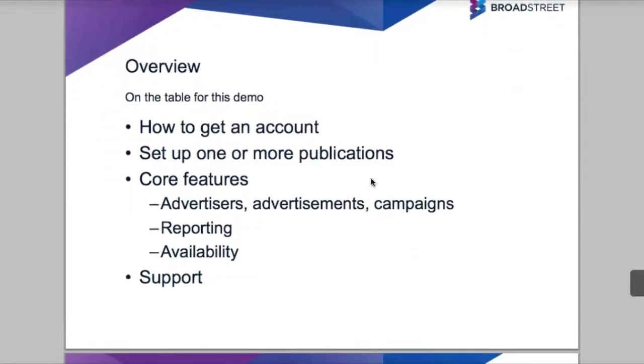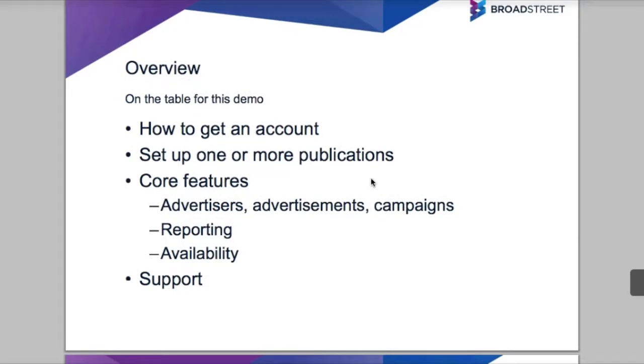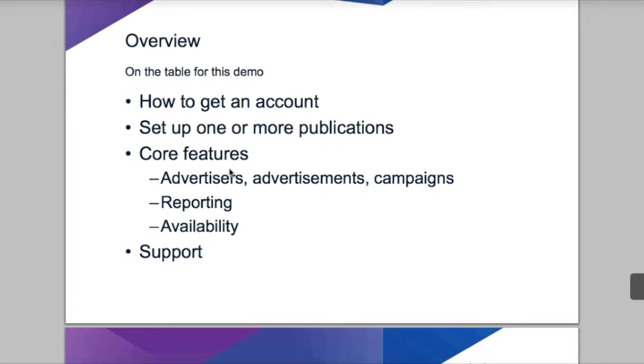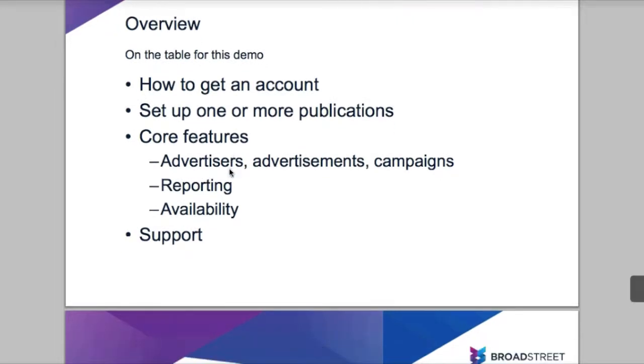So a quick overview of what we're going to be talking about in this demo. Number one, we'll just talk about how to get an account. Very easy. You sign up on the website. How to set up one or more publications. We'll go over some of the core features of Broadstreet. So advertisers, advertisements, campaigns, reporting, getting all that information like clicks, views, and reporting over date ranges. Availability, figuring out what ad slots are available at any given time, and how you get customer support.